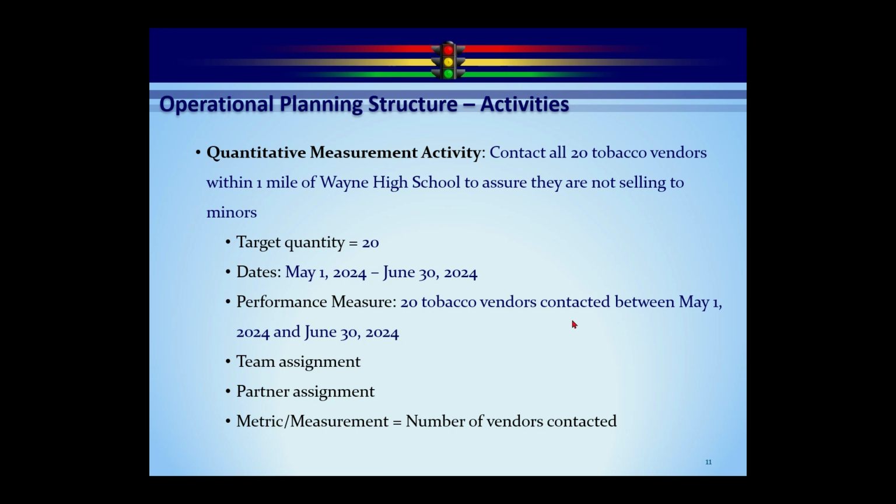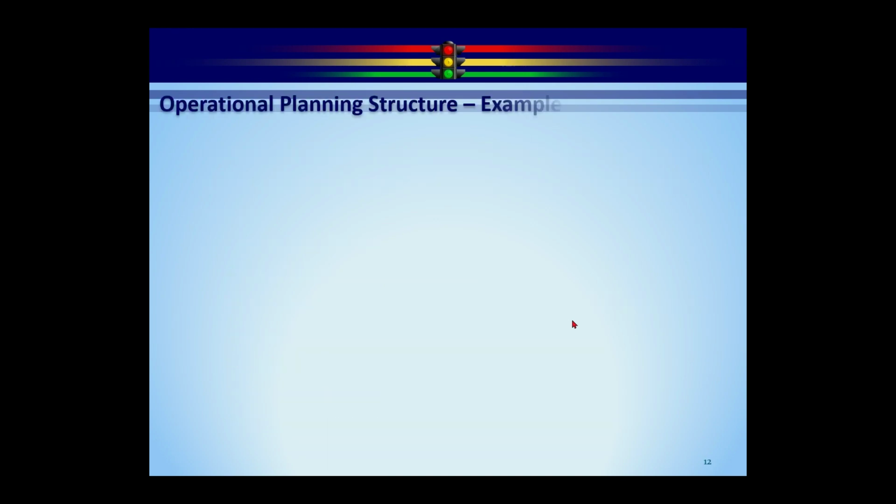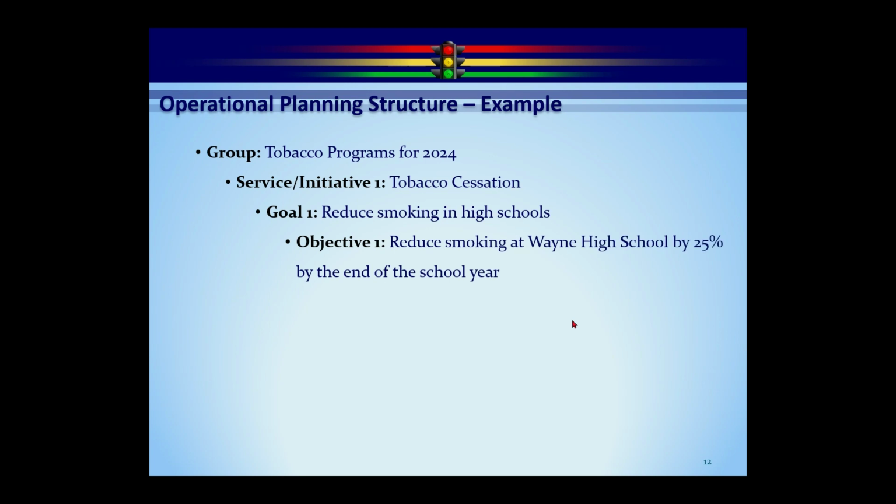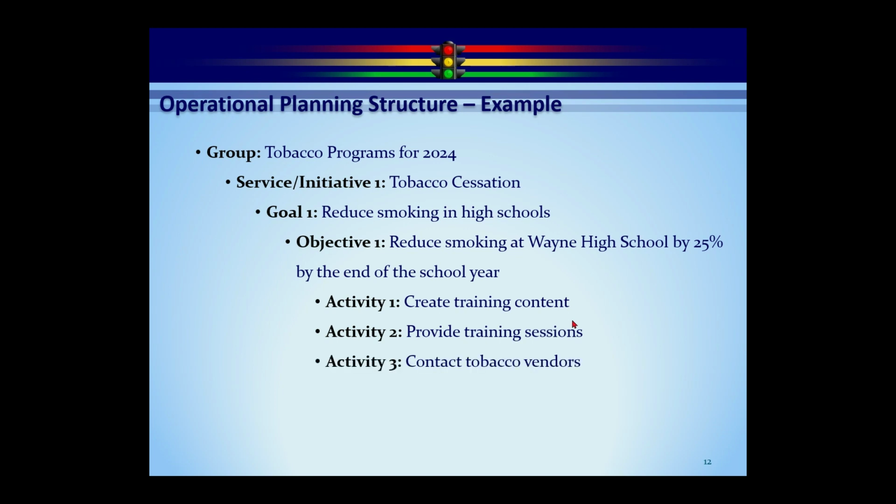Now, what I'm going to do is take all the blue that you saw at the bottom of each of those screens and build them together into a plan just on a screen here. So number one, the group was tobacco programs for 2024. The service or initiative, in this case we're calling it an initiative, was tobacco cessation. Our goal here is to reduce smoking in high schools. Our SMART objective is to reduce smoking at Wayne High School by 25% by the end of the school year. Our first activity is to create the training content. Our second activity then is to take that training content and go to the schools and provide the training. And in parallel, we're going to go out and contact those tobacco vendors. So that's kind of one part of the plan.